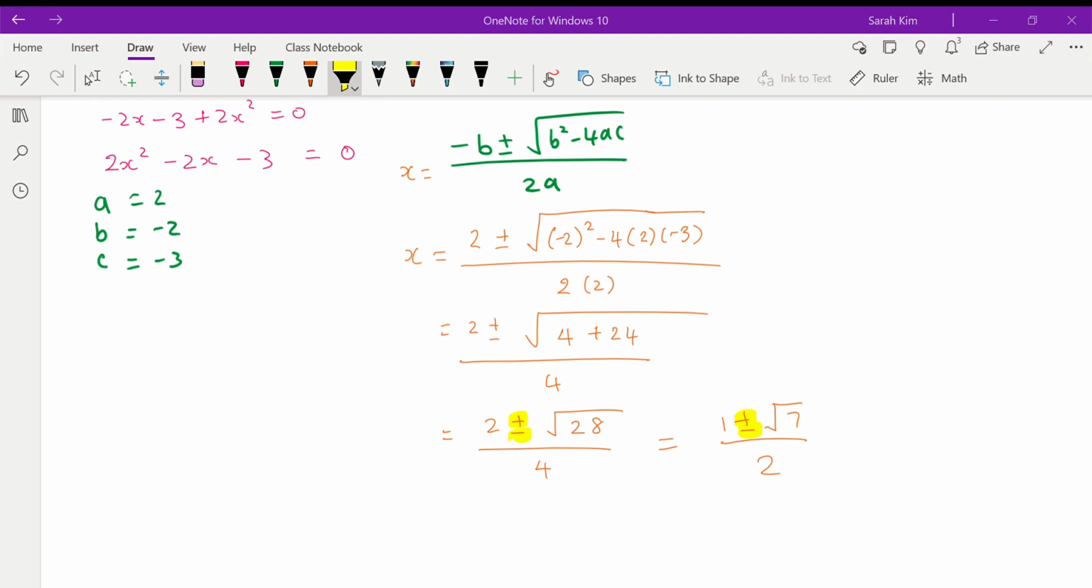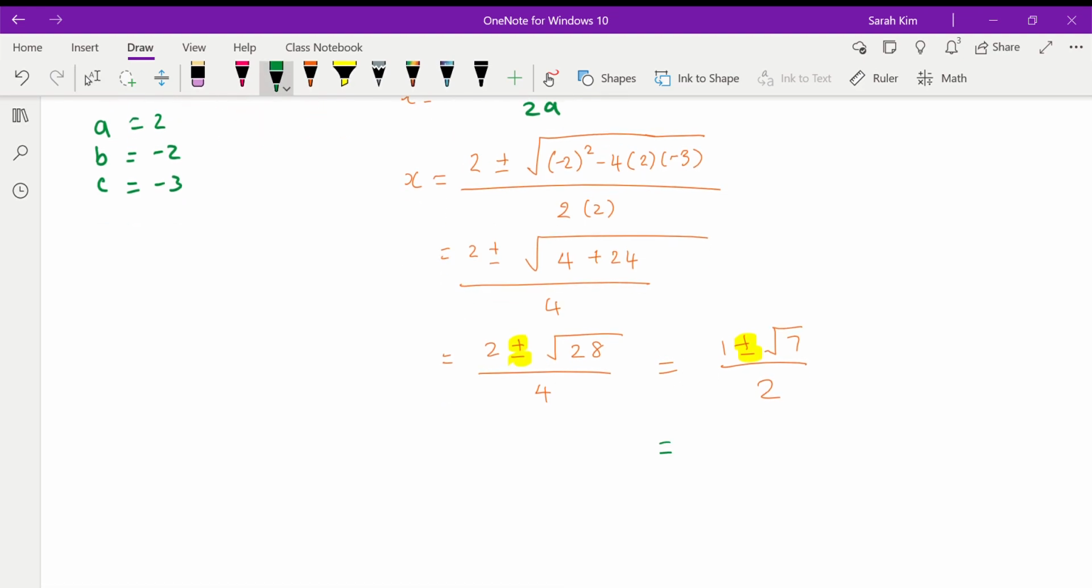Hopefully I'll be able to check it for you. So a half, yeah, plus or minus square root 7 over 2, which is the same thing. So if I show you, if I split this up, it's 1 over 2 plus or minus square root 7 over 2, which is the same thing as the answer.